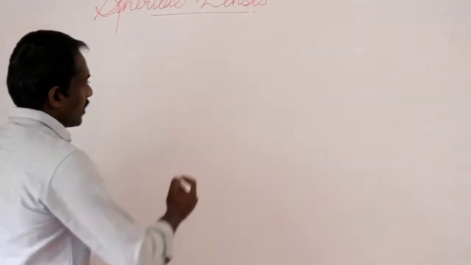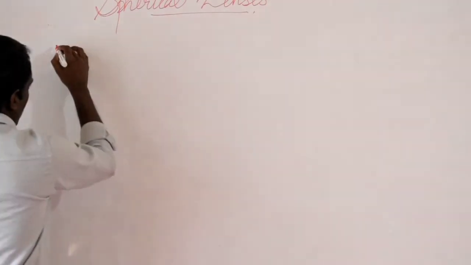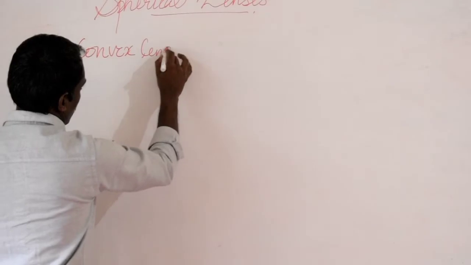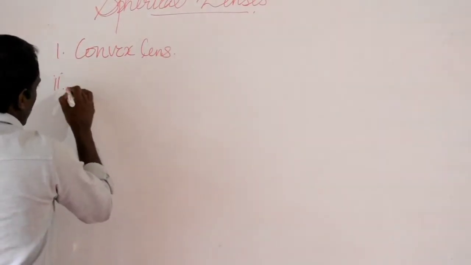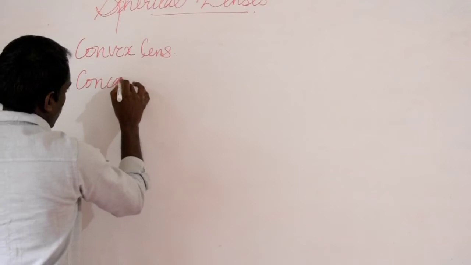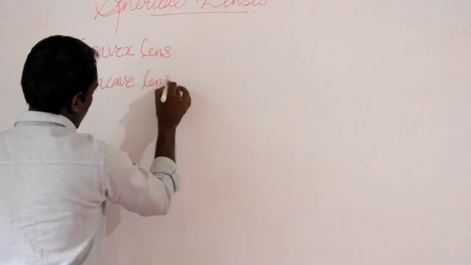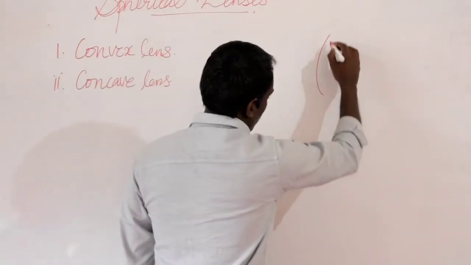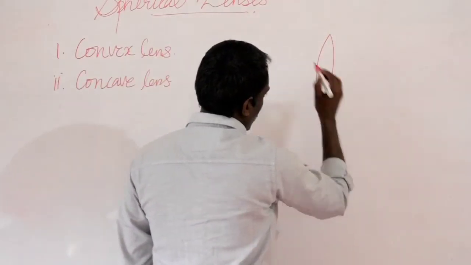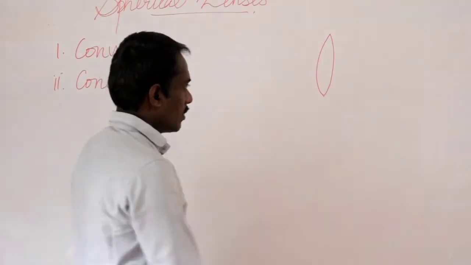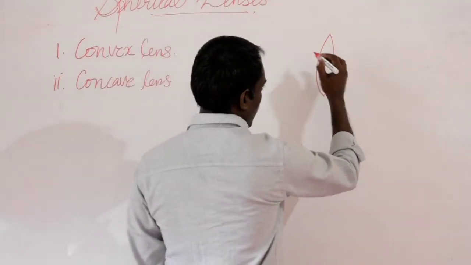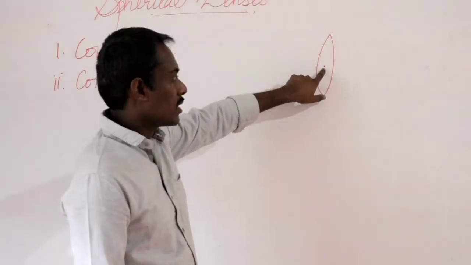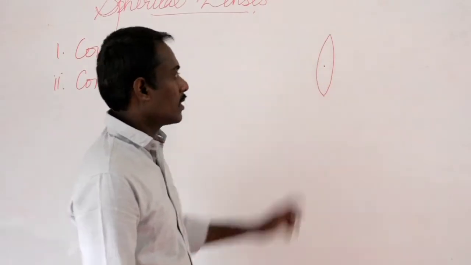So the spherical lenses: one is the convex lens and two is the concave lens. A lens has a spherical surface, and at the center of the lens is the optical center of the lens, the middle portion of the lens.